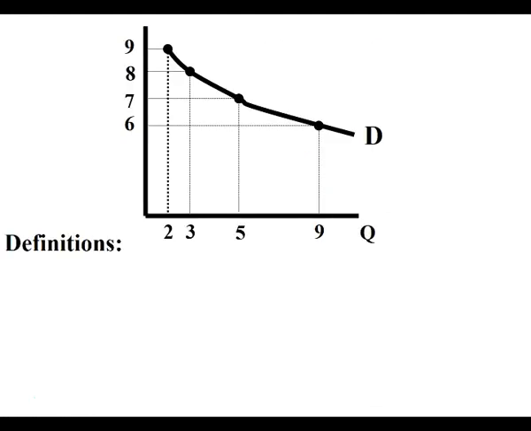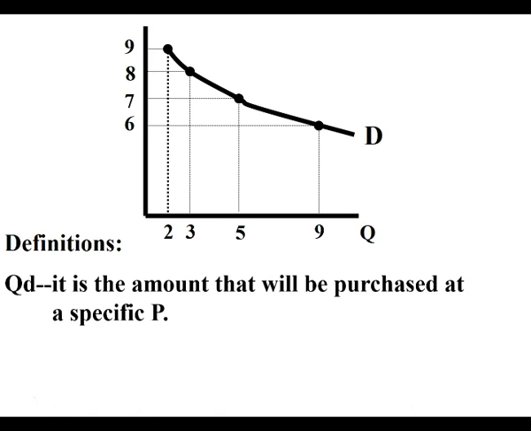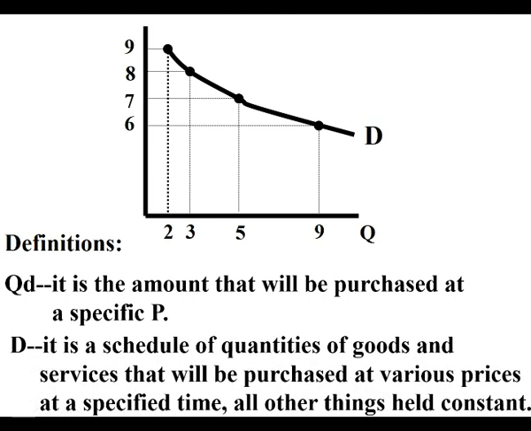Here we have our graph and a couple of definitions, again trying to hammer home this idea that quantity demanded is different than demand. Quantity demanded is the amount that will be purchased at a specific price. Demand is a schedule of quantities of goods and services that will be purchased at various prices at a specified time, all other things held constant.